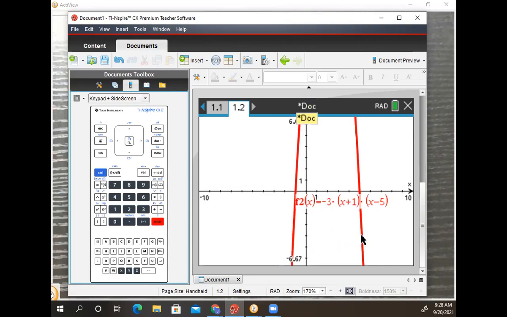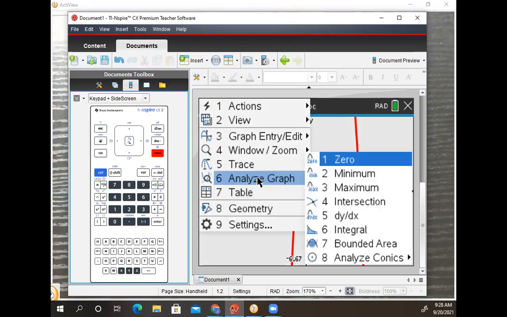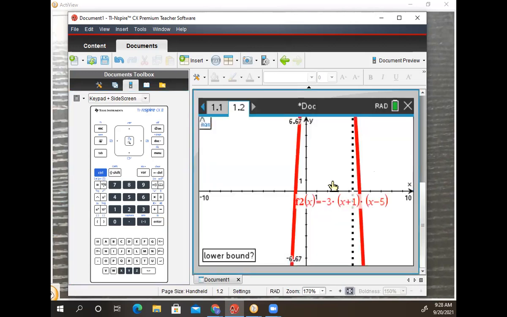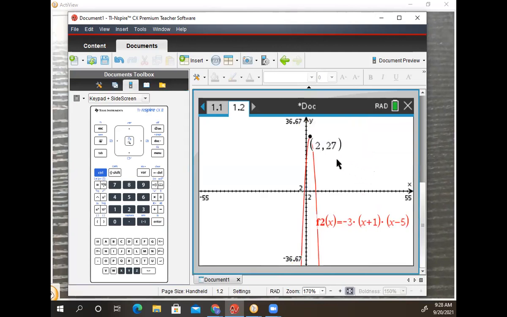I can tell that by the taper on the sides. They're sort of narrower at the top. I just can't see that vertex right now, but I can still find that maximum point. So menu, analyze graph, maximum this time. And I'm just clicking on either side of where I know that maximum will be. And I can see my maximum, or my vertex, is at the point 2, comma 27.